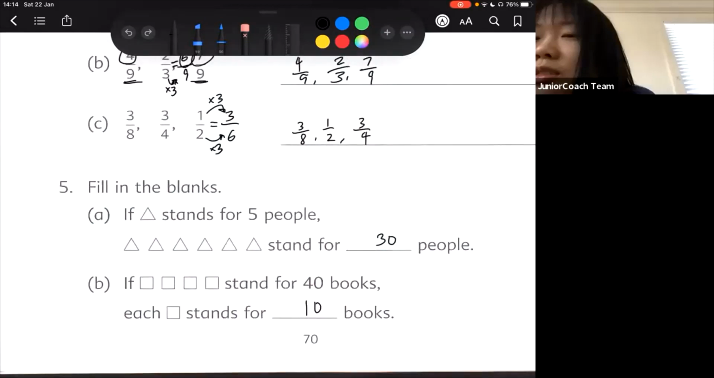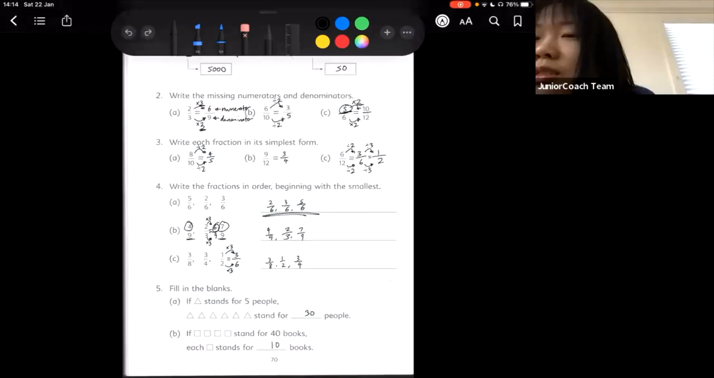So, okay, if this stands for 40 books, then each of them stands for 10 books since there are 4 of them and we're trying to find one of them, right? So we have 40 divided by 4 equals 10.